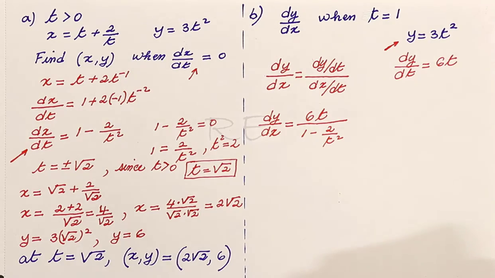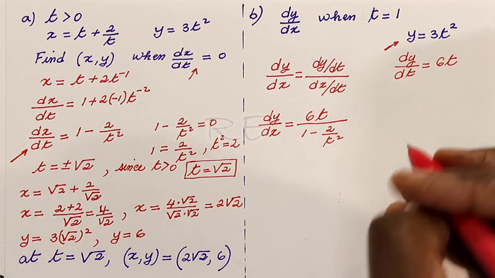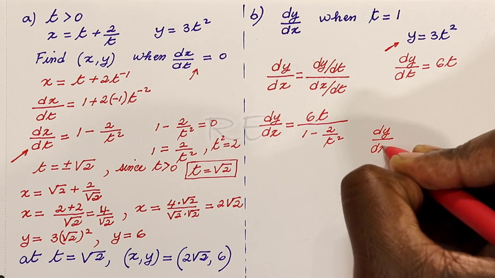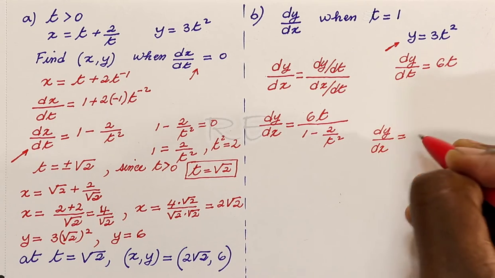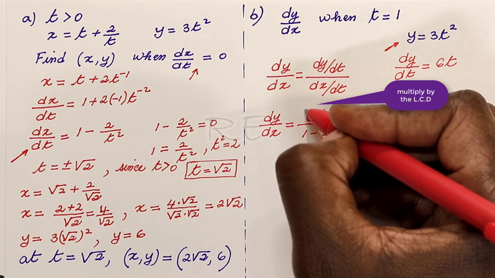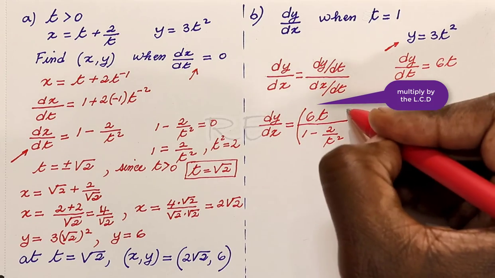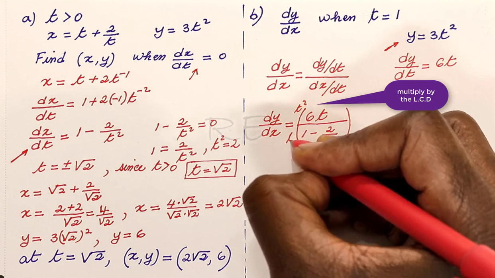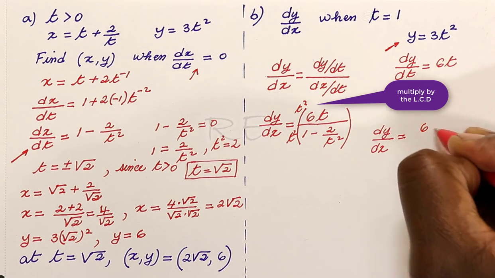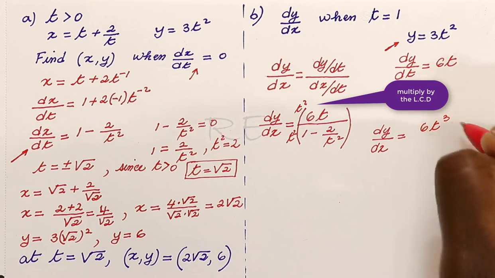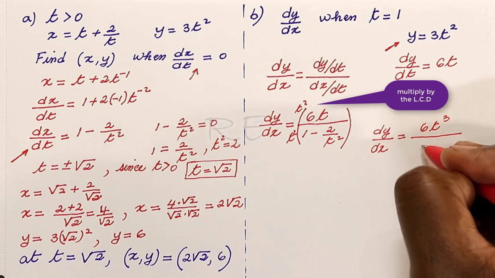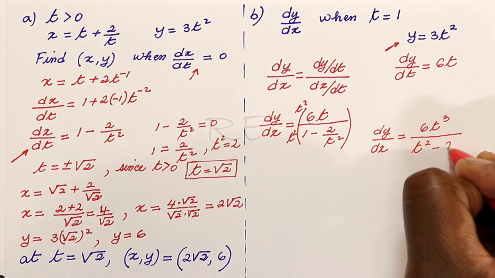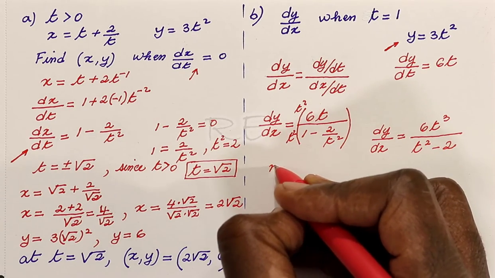Now we just have to simplify. We're going to multiply the numerator and the denominator by t squared, which is the least common denominator. So dy dx is equal to 6t multiplied by t squared, and 1 minus 2 over t squared multiplied by t squared. It'll be 6t cubed divided by, distributing, t squared minus 2. The t squared cancels.